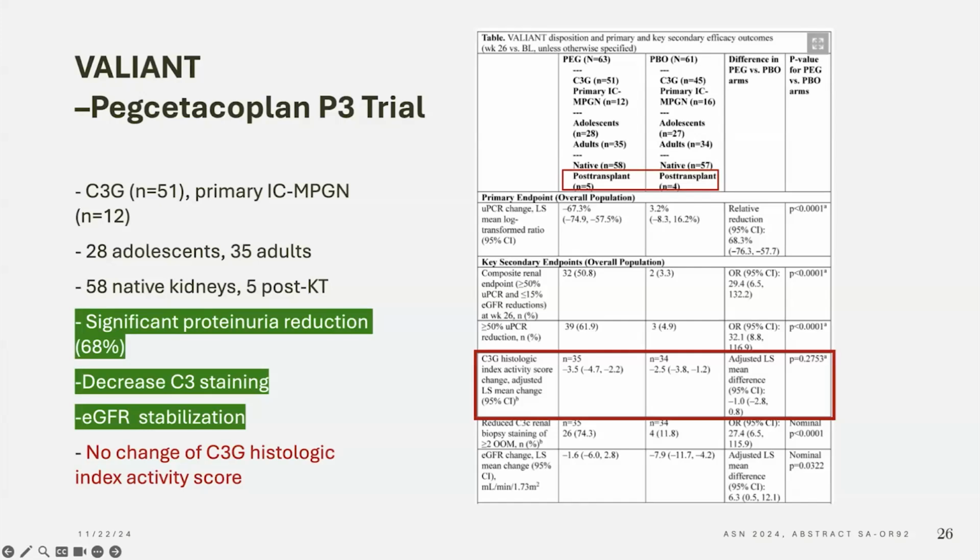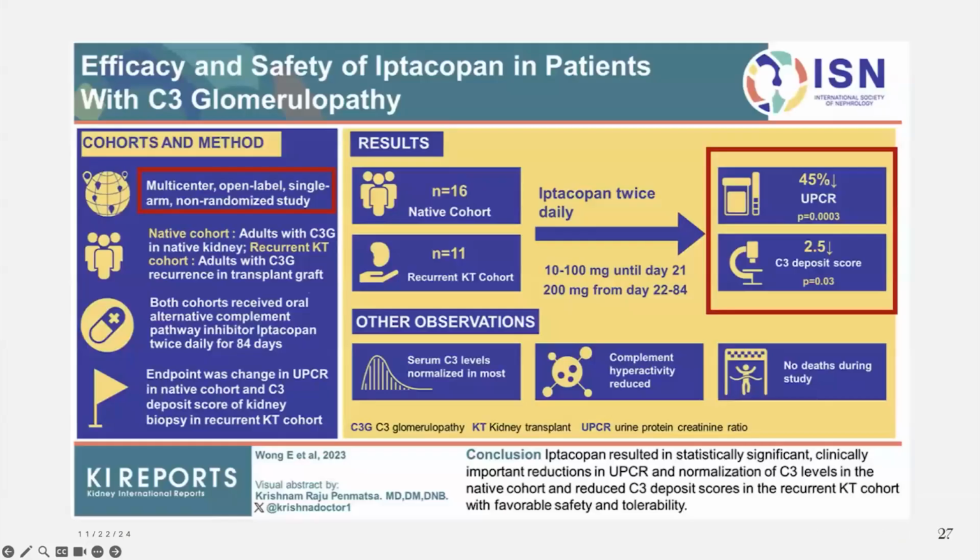It met all the primary endpoints, decreasing proteinuria by 68% across all subgroups. It also achieved decreased C3 staining and eGFR stabilization, and was well tolerated in all groups. But interestingly, this time it didn't show a significant change in C3G activity score. We are very much looking forward to its final publication. It's a great start and exciting progress. Let's keep hoping.